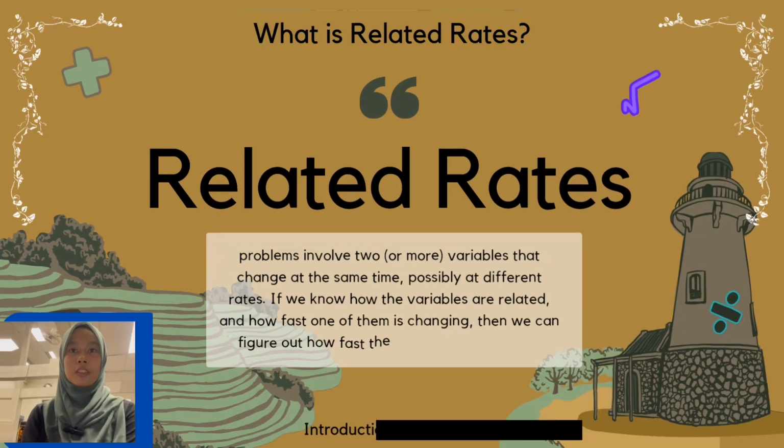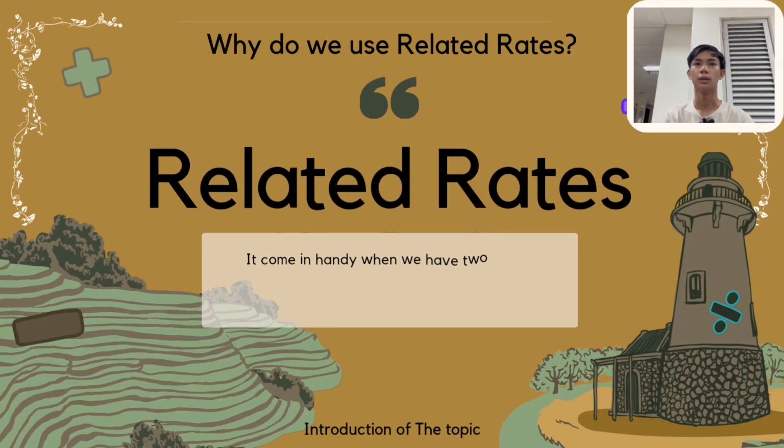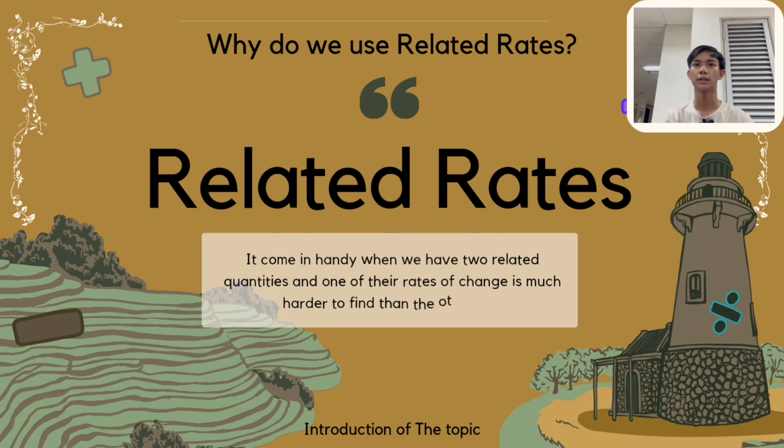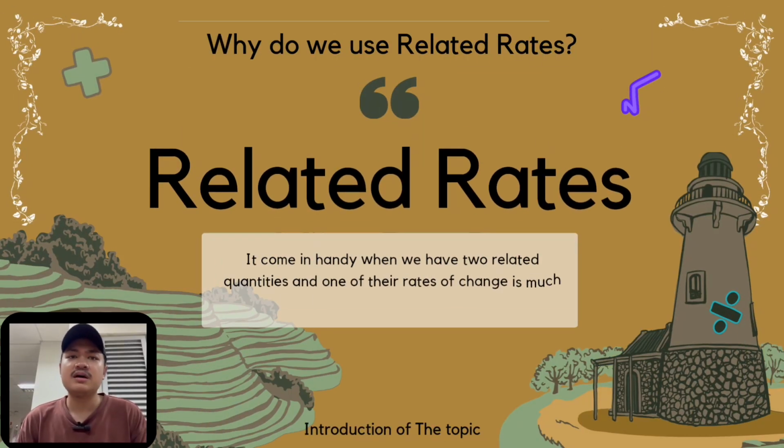Why do we even need to use this thing? It comes in handy when we have two related quantities and one of their rates of change is much harder to find than the other one. I think I understand it better now. How about we try and solve the following problem below?